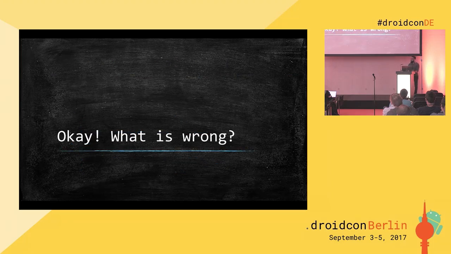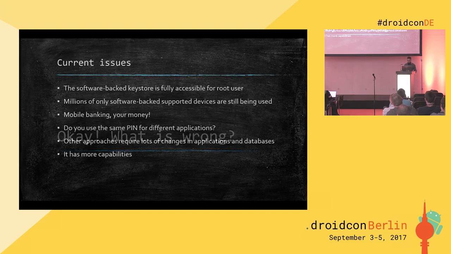Okay, still everything is confidential and everything is encrypted. So what's wrong here? What's the security issue? The issue is the software-backed key store is fully accessible to the root user. A new generation of the key store, which is hardware-backed, the root device doesn't have access to the whole key store. But currently, in the previous generation of key store technology, which is software-backed, when you root a device and get to the Android shell through the root user, you have the full access to the key store.